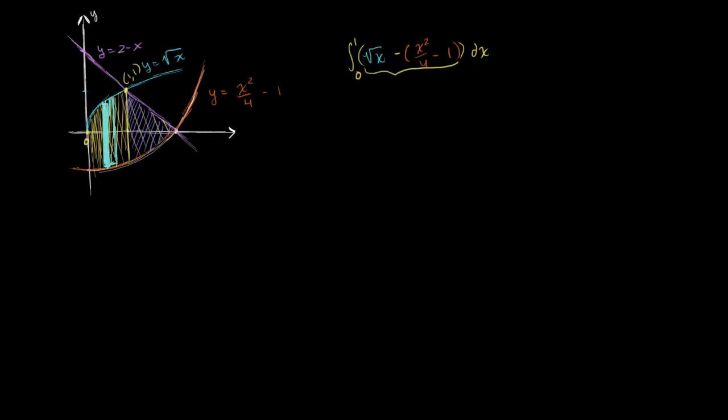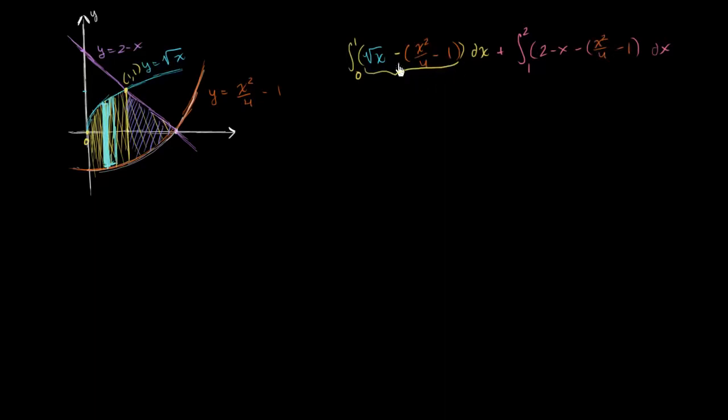By the exact same logic, we can figure out the area of the right region, and then we can just sum the two together. For the right region, we're going from x is equal to 1 to x is equal to 2. The upper function is 2 minus x, and from that we're going to subtract the lower function, which is x squared over 4 minus 1. And now we just have to evaluate.